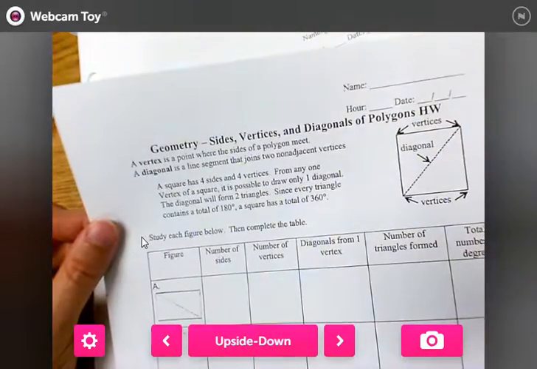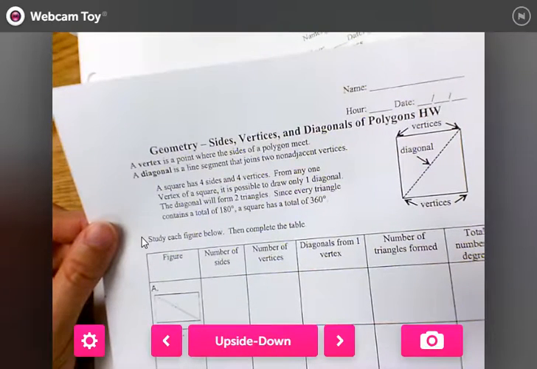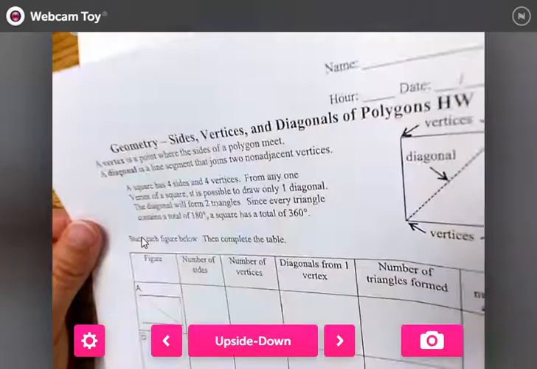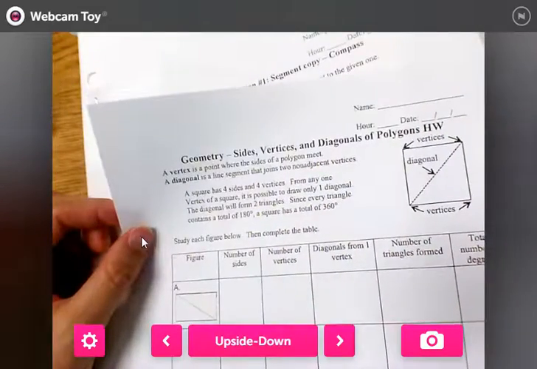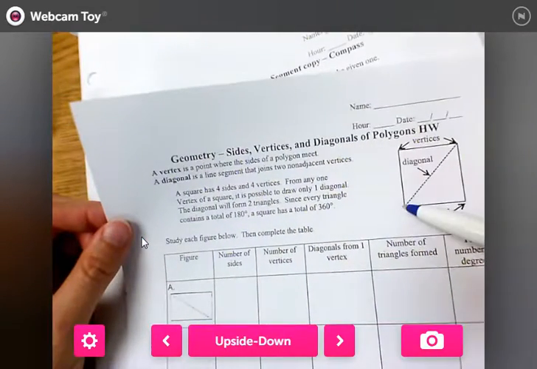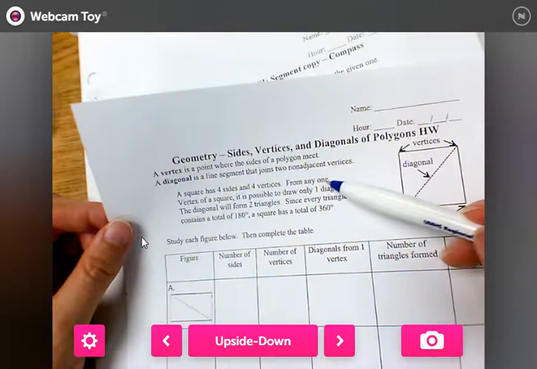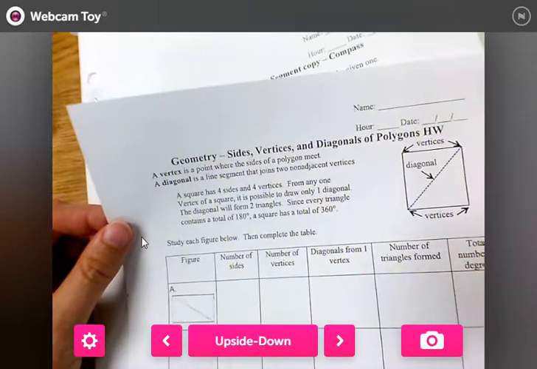A vertex is a point where the sides of a polygon meet. A diagonal is a line segment that joins two non-adjacent vertices. A square has 4 sides and 4 vertices. From one vertex of a square, it is possible to draw only one diagonal. The diagonal will form 2 triangles. Since every triangle contains a total of 180 degrees, a square has a total of 360 degrees.